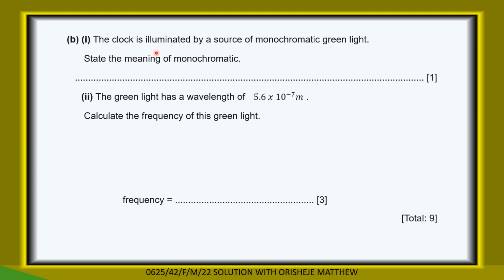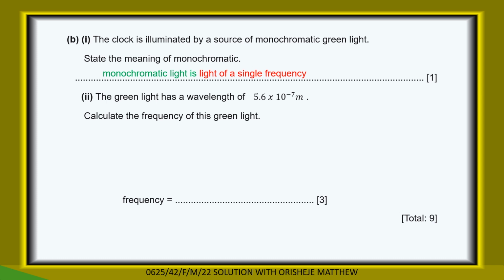The clock is illuminated by a source of monochromatic green light. State the meaning of monochromatic. Monochromatic light is light of a single frequency or wavelength. Now, the green light has a wavelength of 5.6 times 10 raised to power minus 7 meter. Calculate the frequency of this green light.